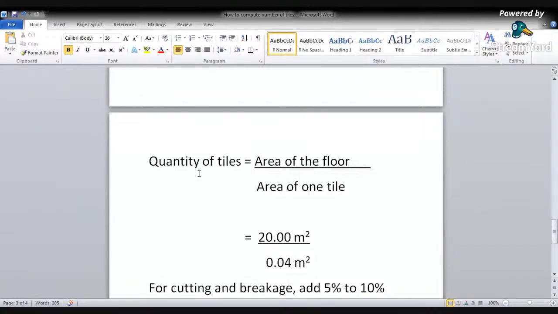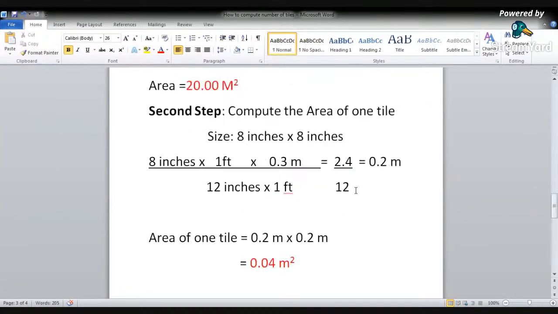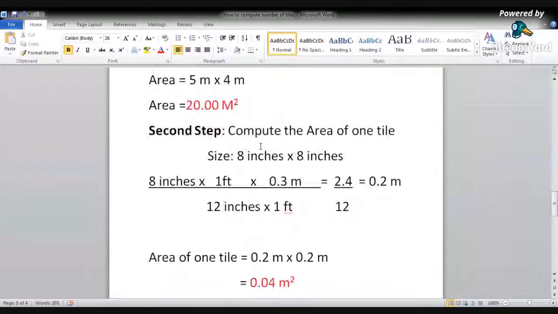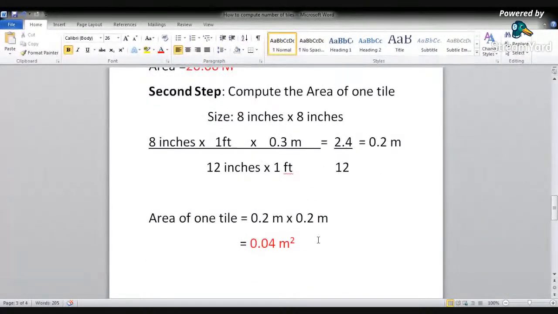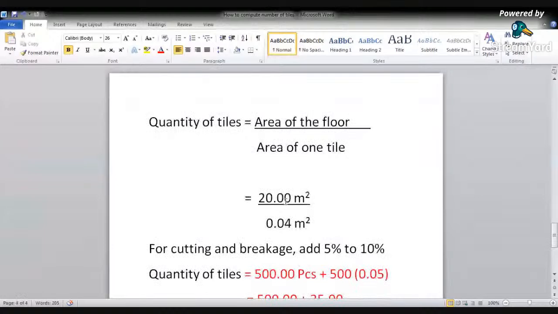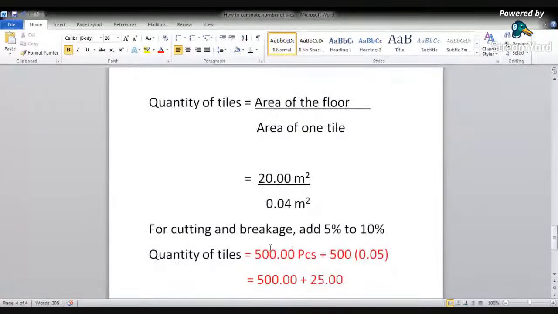Quantity of tiles is equal to the area of the floor divided by the area of one tile. So the area of the floor here is 20 square meter, divided by 0.04 square meter. So quantity of tiles is equal to 20 divided by 0.04 is equal to 500 pieces. So it means that for the flooring with the floor size 5 by 4, you need 500 pieces of tiles.